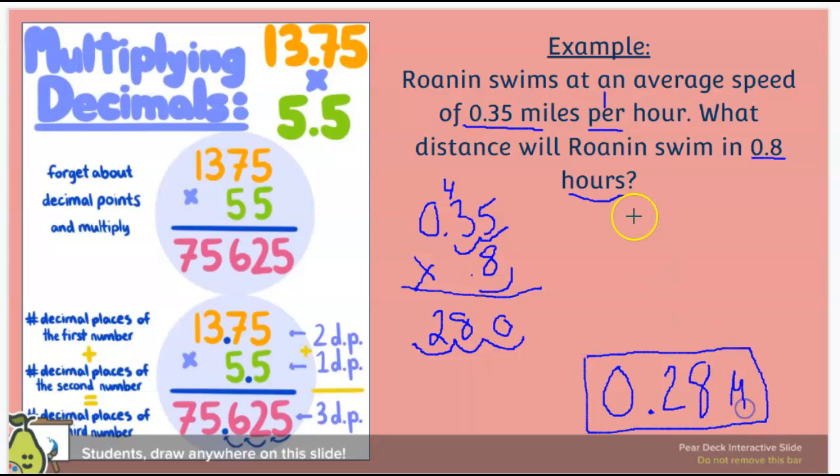Okay, and you know this is true because it says that he would swim 3,500 of a mile in 1 hour. Well, this isn't a whole hour, so it has to be less than that.